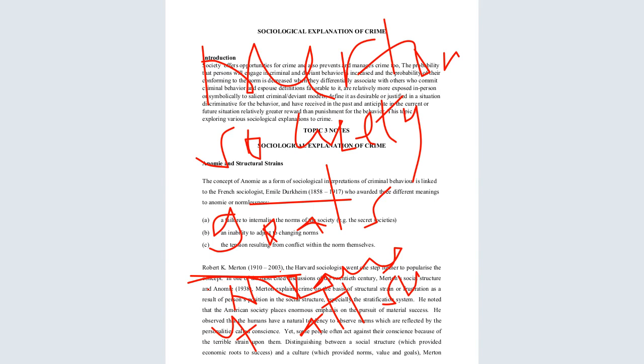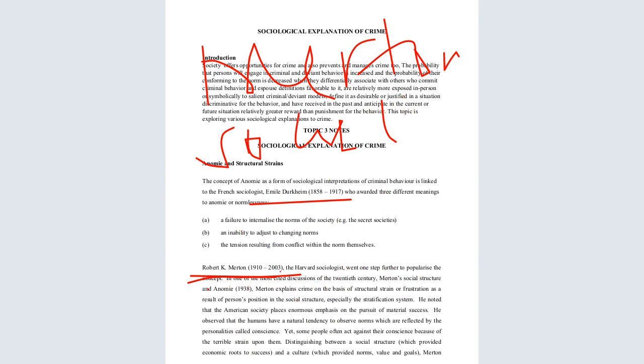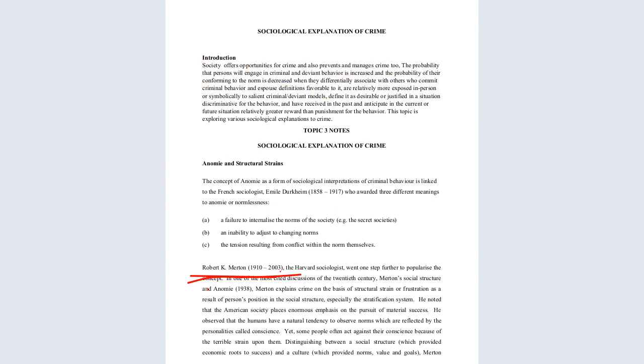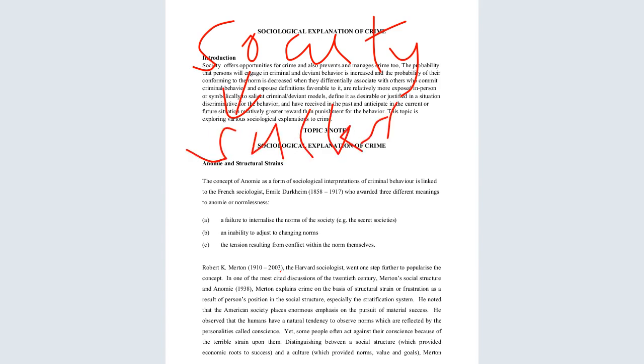Let me delete this so that I can write something here. So basically, this is what we are saying: the society will set the goal. And what is this goal? The goal here is success, and this success is in wealth. The goal here is wealth.